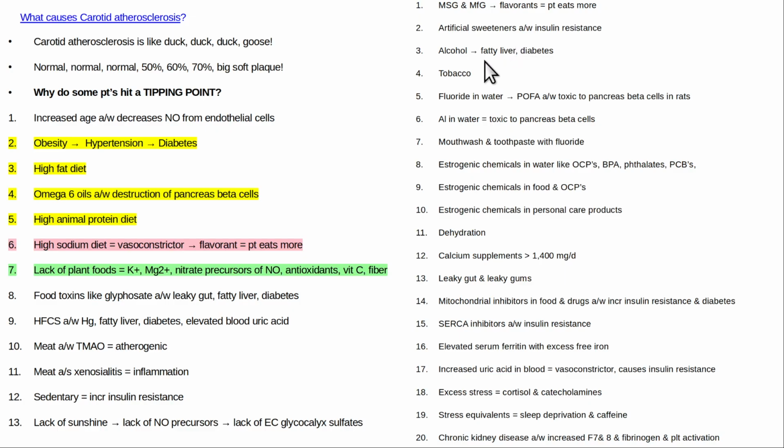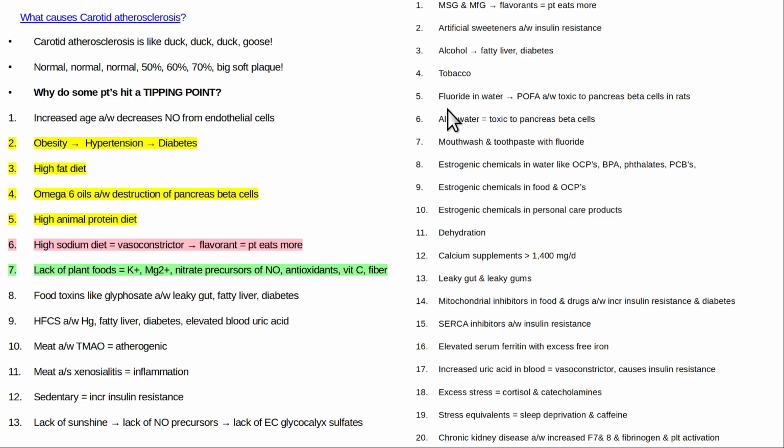Artificial sweeteners also can cause insulin resistance and confuse our body's system for monitoring and measuring and controlling and regulating blood glucose. Alcohol predisposes to fatty liver and diabetes. And Lustig, that funny endocrinologist, metabolic guy, he says that high fructose corn syrup is alcohol without the buzz. Okay, because you don't get the buzz, but you still get fatty liver, which predisposes you to diabetes. Smoking tobacco is really atherogenic, causing blood clots, facilitating blood clot formation.